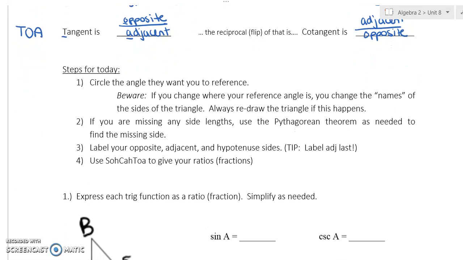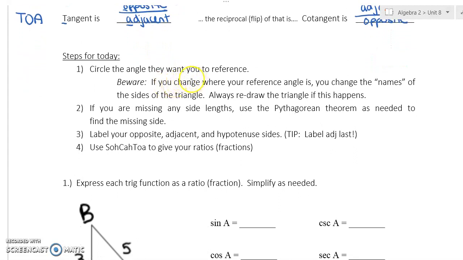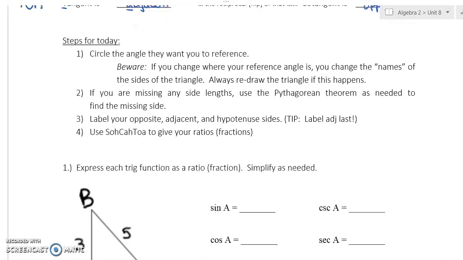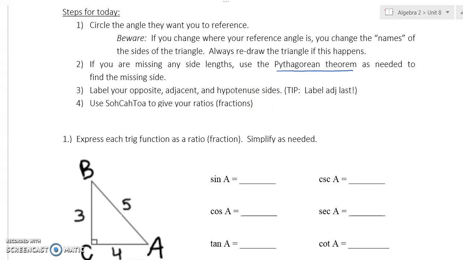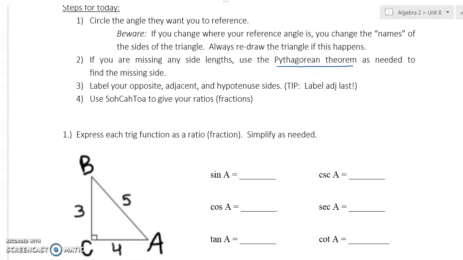Steps for today. We're going to circle the angle that you want to be the reference angle. If you change where your reference angle is, remember that the sides also change. We'll talk about that. If you're missing any side lengths, you have to use Pythagorean's theorem to find it, like we did yesterday. And then we're going to label the sides opposite, adjacent, and hypotenuse, and then use SOHCAHTOA to find the ratio of fractions. Okay? Now, we're not going to have to do all of these steps all the time, but we are going to make sure that we have everything that we need.